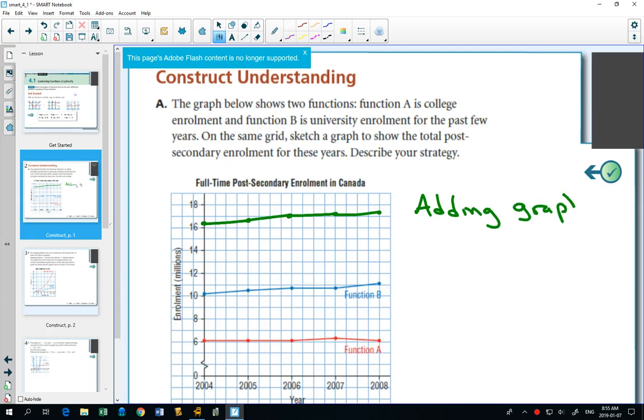To summarize what we just noticed, all we did was add the y values. The x values stay the same. Look at your specific y values. Add them together.